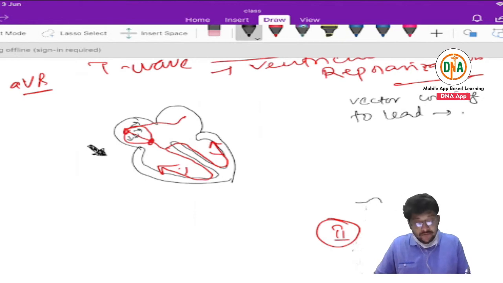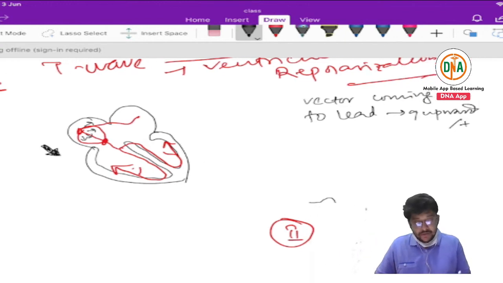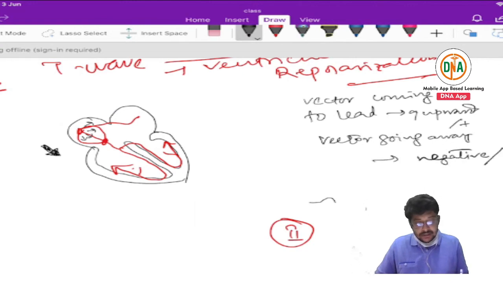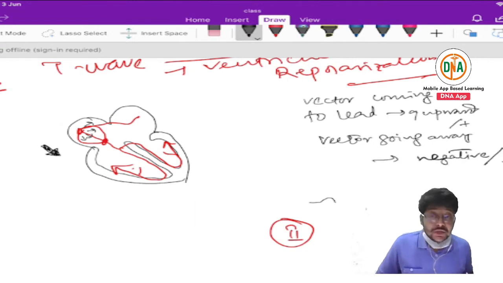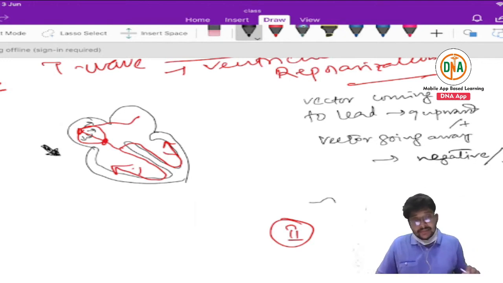Remember, a vector coming toward a lead will give an upward or positive deflection. A vector going away will give a negative or downward deflection. Once this happens, after that it comes to the AV node.